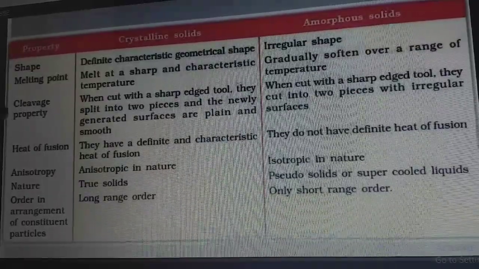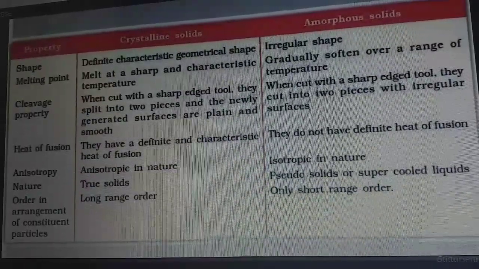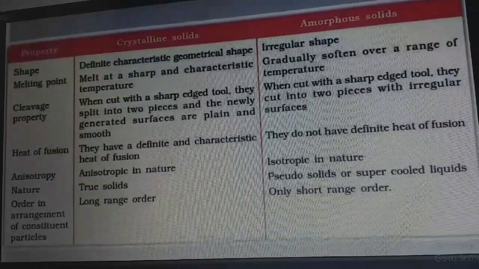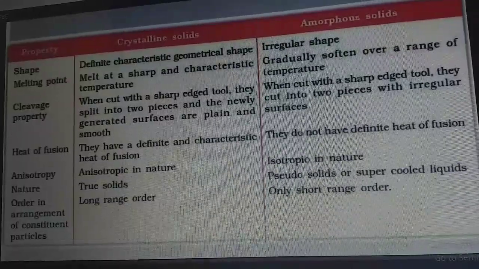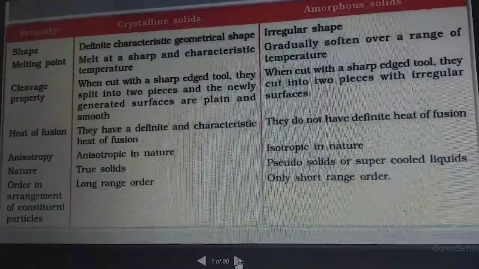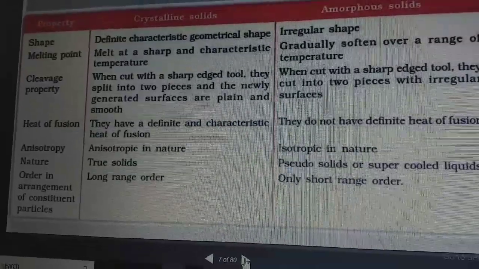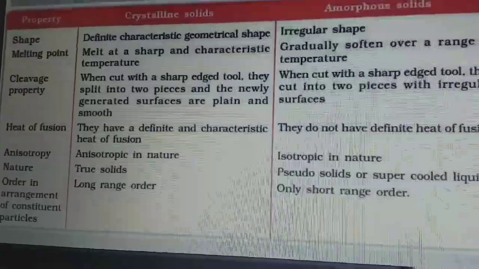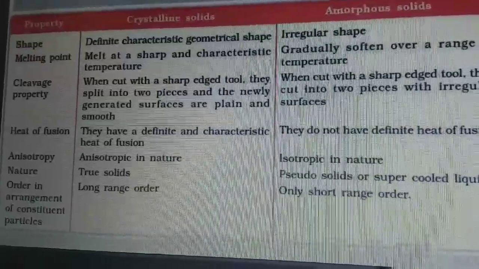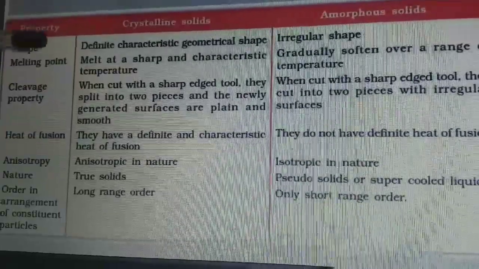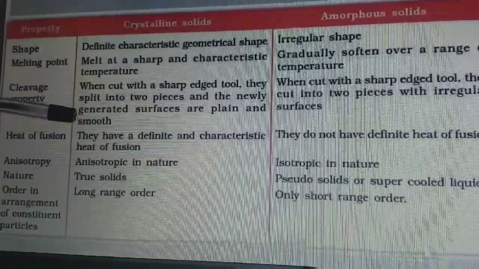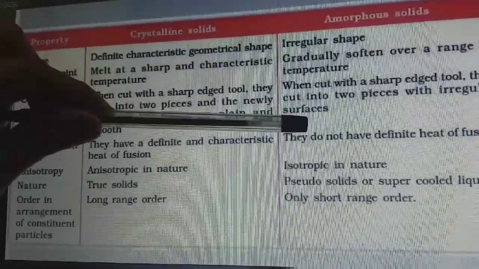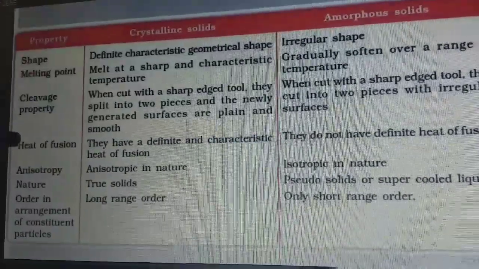Next, heat of fusion. You've studied this already in thermodynamics. What is the heat of fusion? Heat of fusion means a solid is converted into the liquid state, and it happens at a sharp, particular temperature only. It is the heat required to convert 1 mole of a solid substance into a liquid at a particular temperature, and the unit is kilojoules per mole. Crystalline solids have a definite and characteristic heat of fusion, but amorphous solids don't have a definite heat of fusion.